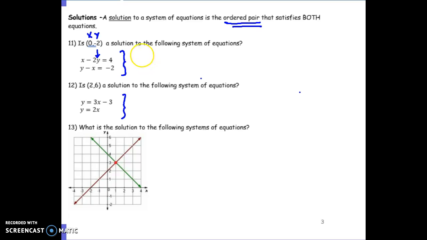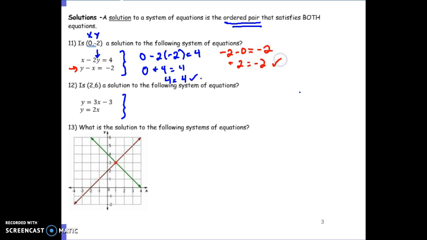So my x is 0 for the first one, minus 2 times negative 2 is my y. Does that equal 4? 0 plus 4, does that equal 4? Yep, so it works for the first one, but remember, you have to check it for both. Okay, so now when I check the second one, I've got my y is negative 2 minus 0, does that equal negative 2? Okay, I'm just looking right here at this equation. So negative 2, does that equal negative 2? Yep, it works for that one. So to answer the question, is (0, -2) a solution to the following system of equations? The answer is yes.